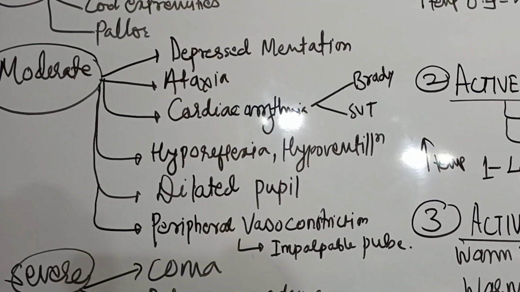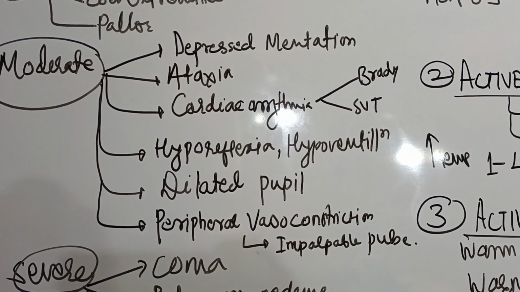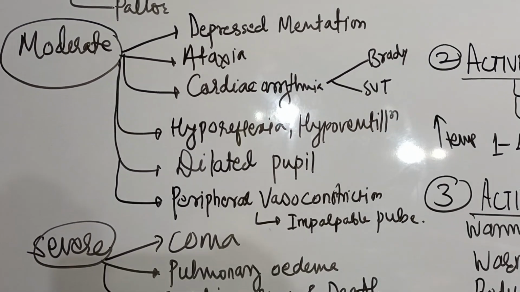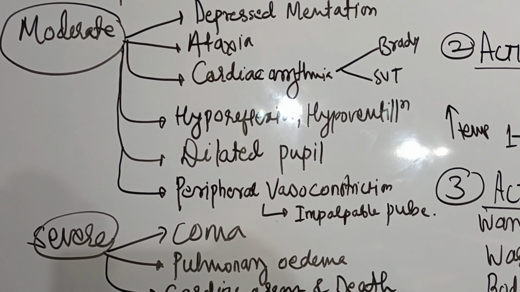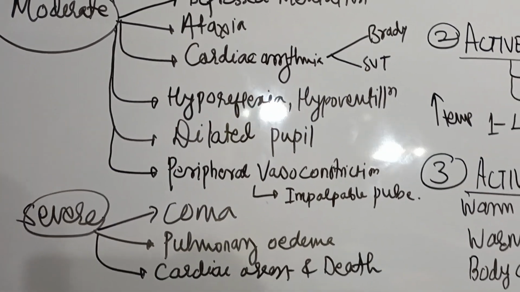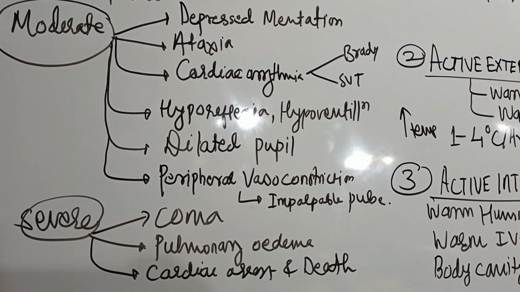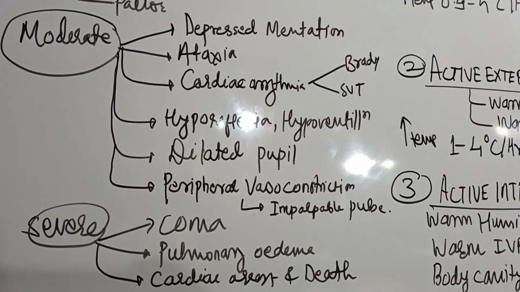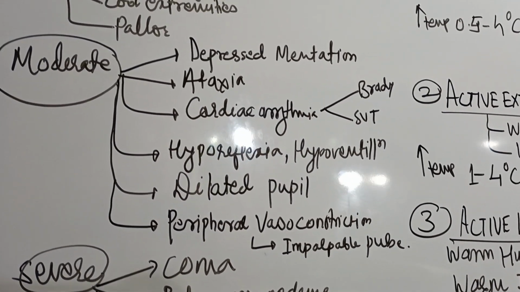In case of moderate hypothermia, there is depressed mentation, or mentation is obtunded. Ataxia could be there, cardiac arrhythmias, bradyarrhythmia, and supraventricular tachycardia. Then hyporeflexia, hypoventilation can be presentation of moderate hypothermia, dilated pupil, peripheral vasoconstriction, and impalpable pulse. These are the clinical presentations of moderate hypothermia.